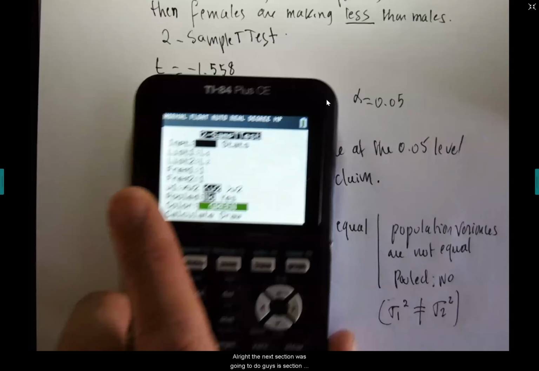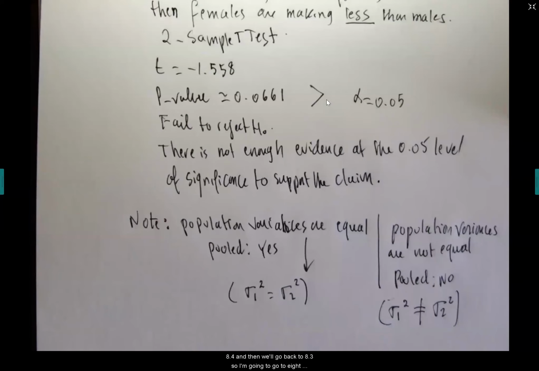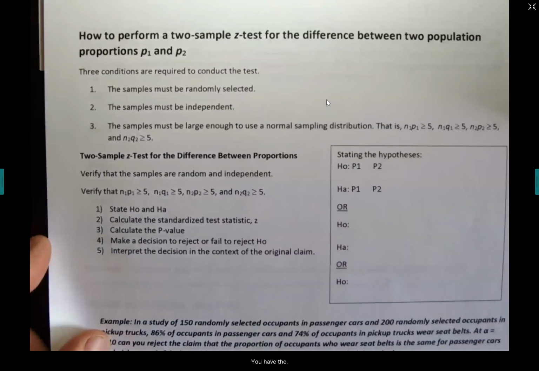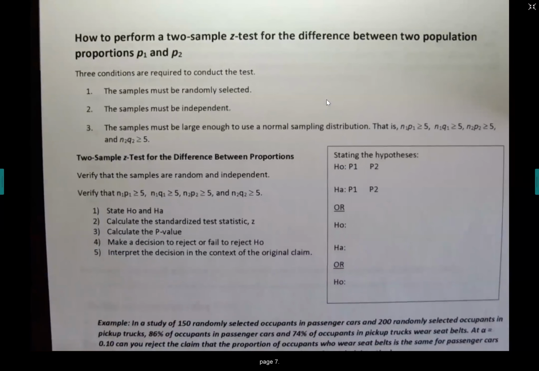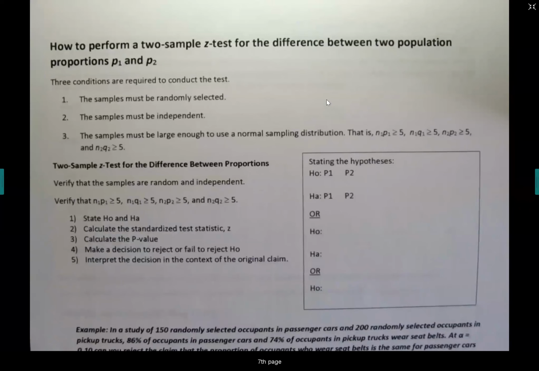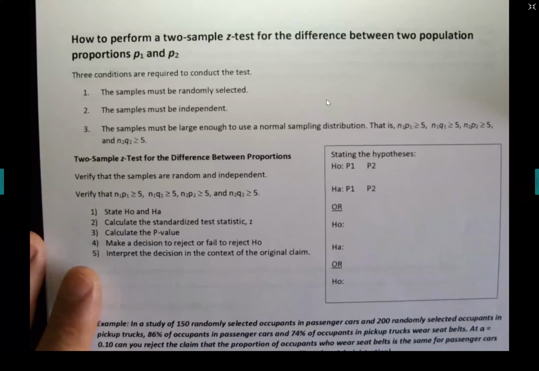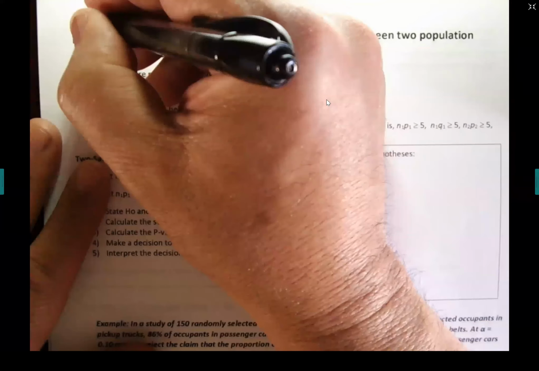All right, the next section we're gonna do, guys, is section 8.4, and then we'll go back to 8.3. So I'm gonna go to 8.4 right now. Here you go. So just 1 second. If you have the handout, it's on page 7, the 7th page, and this is section 8.4. So let me just label that.